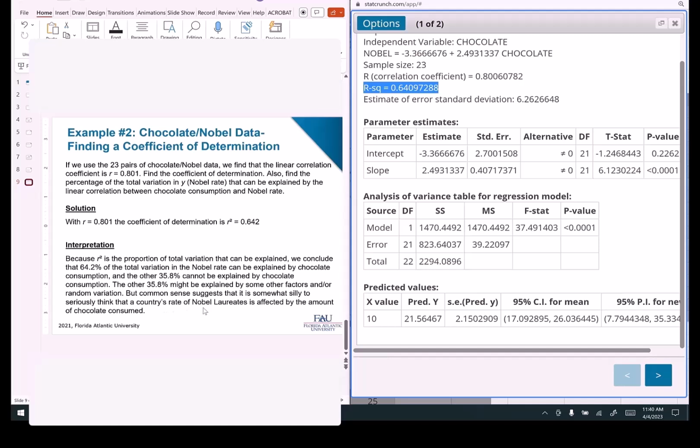The only thing new is the coefficient of determination. R squared gives us the amount of variation that we can account for. And 1 minus that number is going to be the amount that we cannot explain. The prediction interval has to do with one single value, and the confidence interval has to do with population parameters.